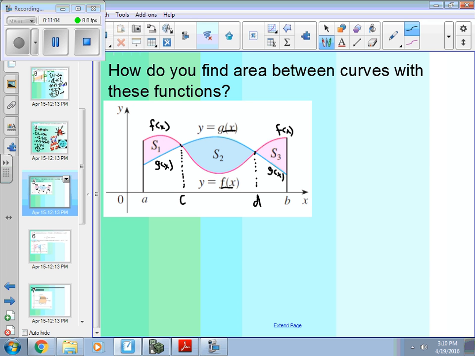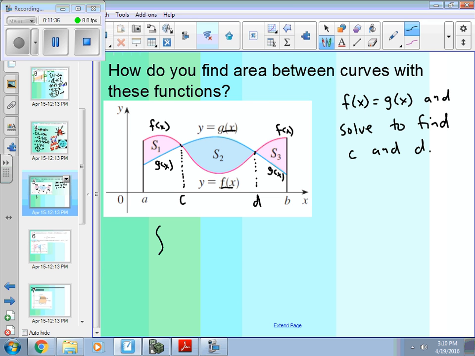And how you would find those two points C and D is by setting the functions equal to each other and solving. So if you set f of x equal to g of x and solve, then you can find C and D. Because wherever they're intersecting, whenever you set two equations equal to each other, you'll find where they intersect. Okay, once you do that, then you should be able to set up some integrals and solve this one.